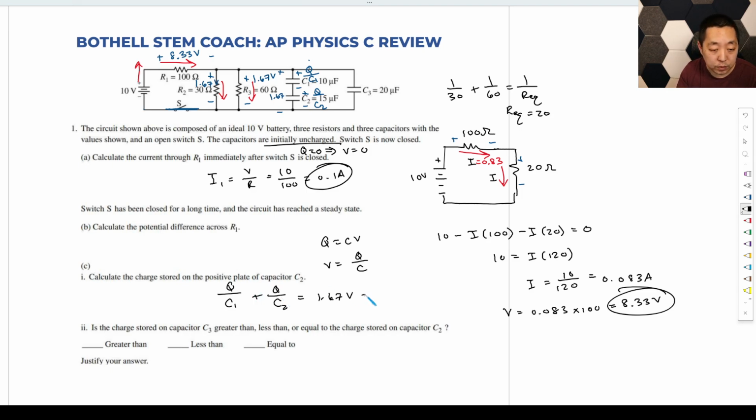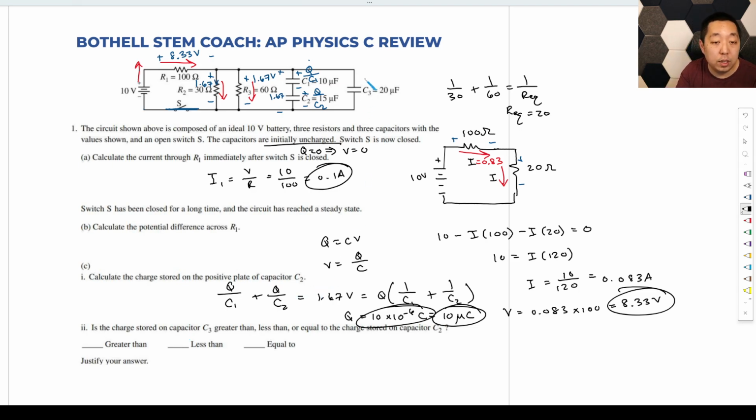But, so this is Q times 1 over C1 plus 1 over C2, which we know. So you can solve for Q. You do 1.67 divided by this number right here, and you know C1 and C2. So it's going to be 1.67 divided by 1 divided by 10 microfarads plus 1 divided by 15 microfarads. And I get about 10 times 10 to the negative 6 coulombs, which is 10 microcoulombs, like that. Or you can do it like that.